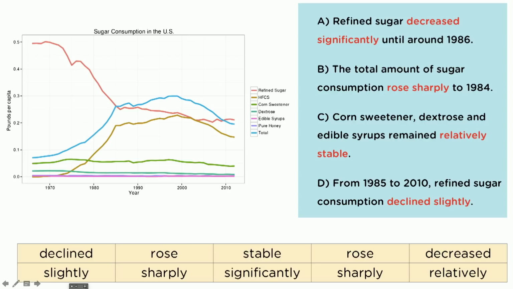And D, from 1985 to 2010, so we're talking about this line here, refined sugar from here to here. What happened to it? Well, it declined slightly, didn't it? It declined slightly or decreased slightly, or perhaps you could even say something like decreased marginally is also a nice adverb to use.